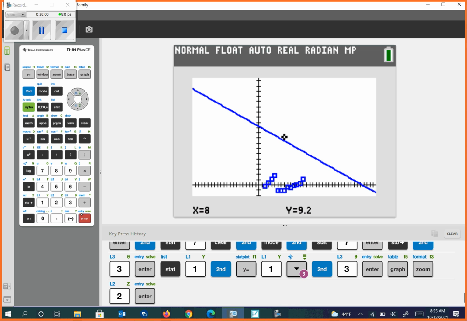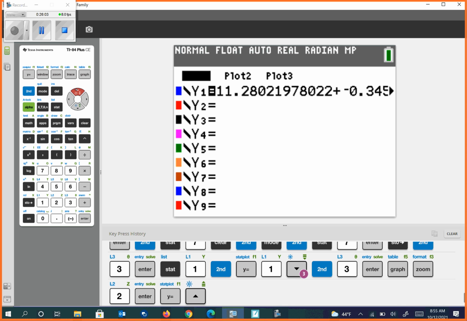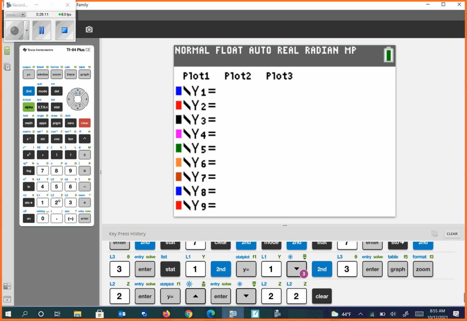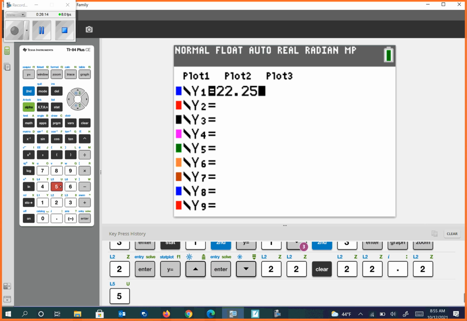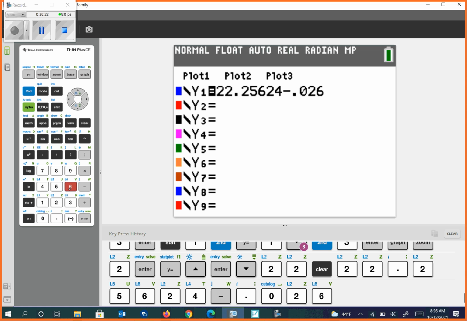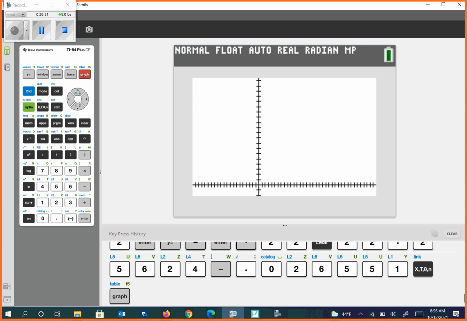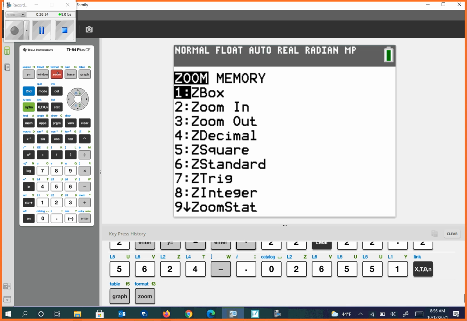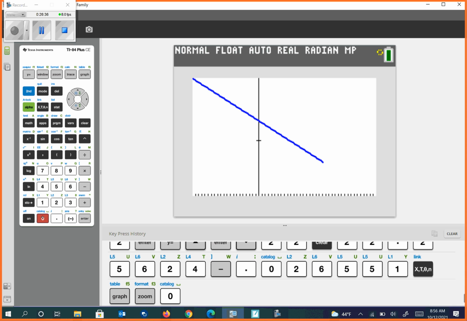Okay, let's go with this. I'm going to go stat plot. I'm going to turn my plot off. I'm going to plug this in. Let's clear that. 22.25624 minus 0.026551 x. Okay, and I'm going to graph that. I'm going to go zoom fit, which is zoom 0. So this is our linear equation that's on that.